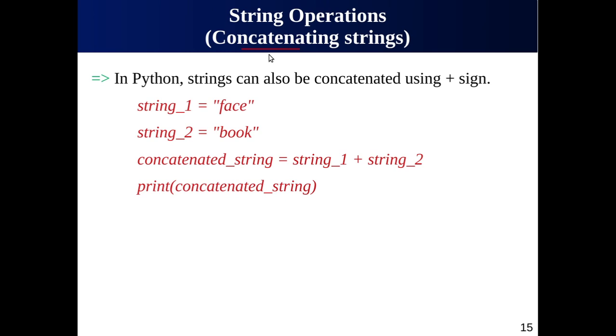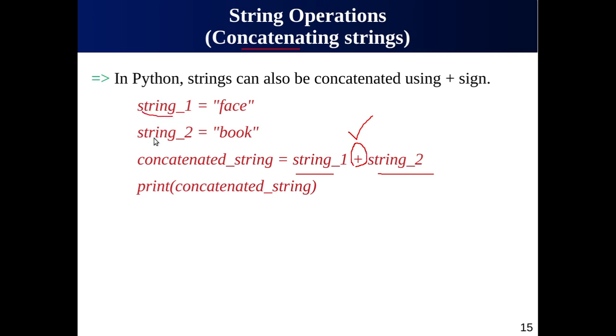Next operation is concatenating. Concatenating means combining two strings. In Python, strings can be concatenated with the help of the plus operator. Remember, as I just mentioned, depending on the type of the variable, the plus operator will perform its duty. If it is an integer, then it will sum them up. However, if they are strings, as in this case, it will combine these two.